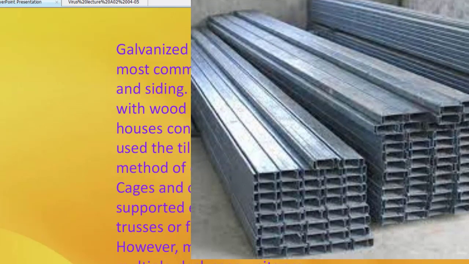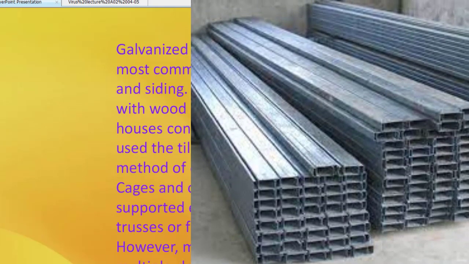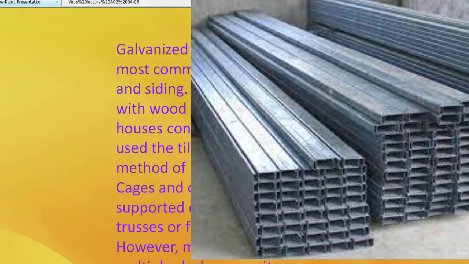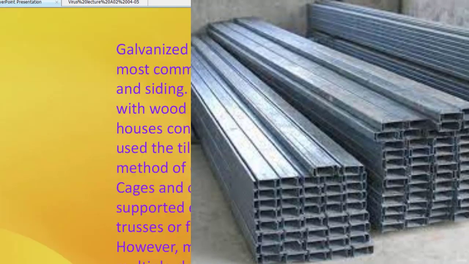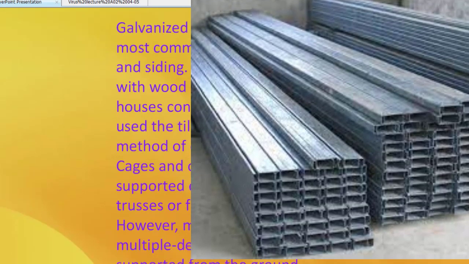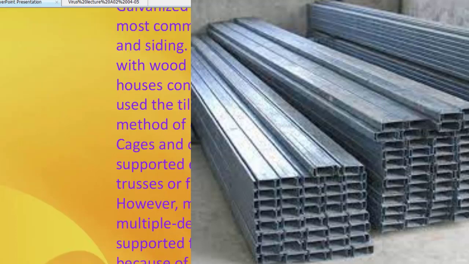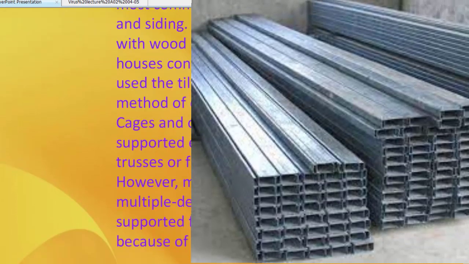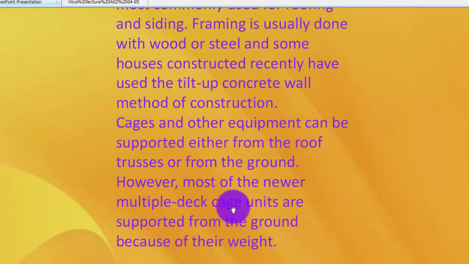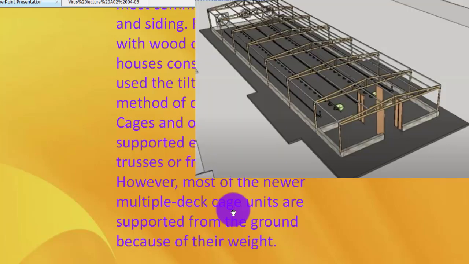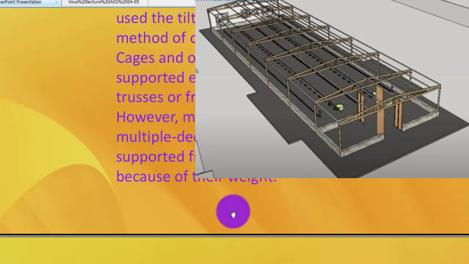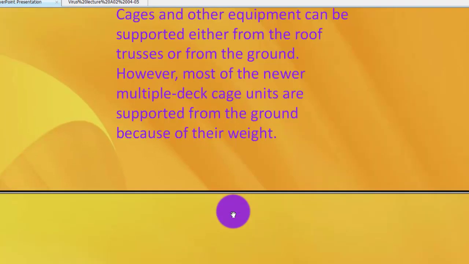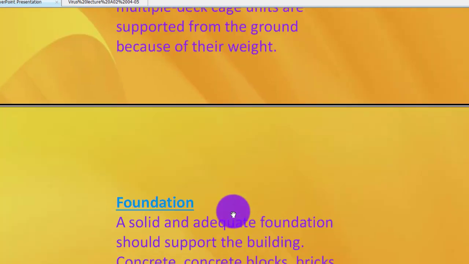Galvanized steel or aluminum are most commonly used for roofing and siding. Framing is usually done with wood or steel, and some houses constructed recently have used built-up concrete wall methods of construction. Cages and other equipment can be supported either from the roof or from the ground. However, most of the newer multi-deck cage units are supported from the ground because of their weight.